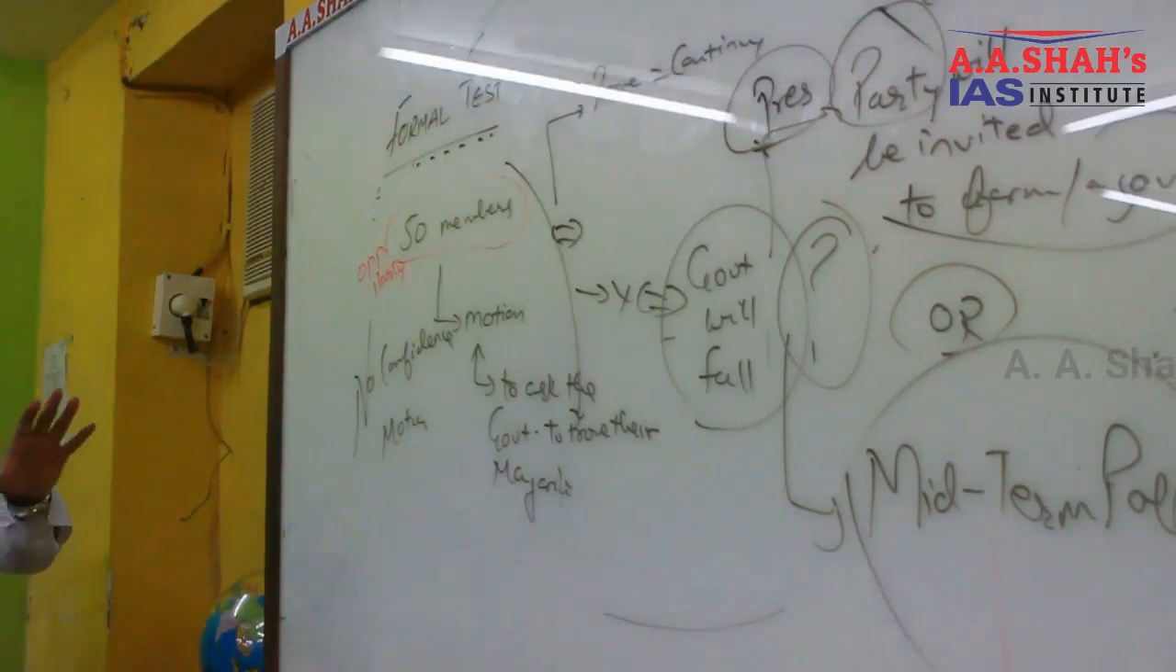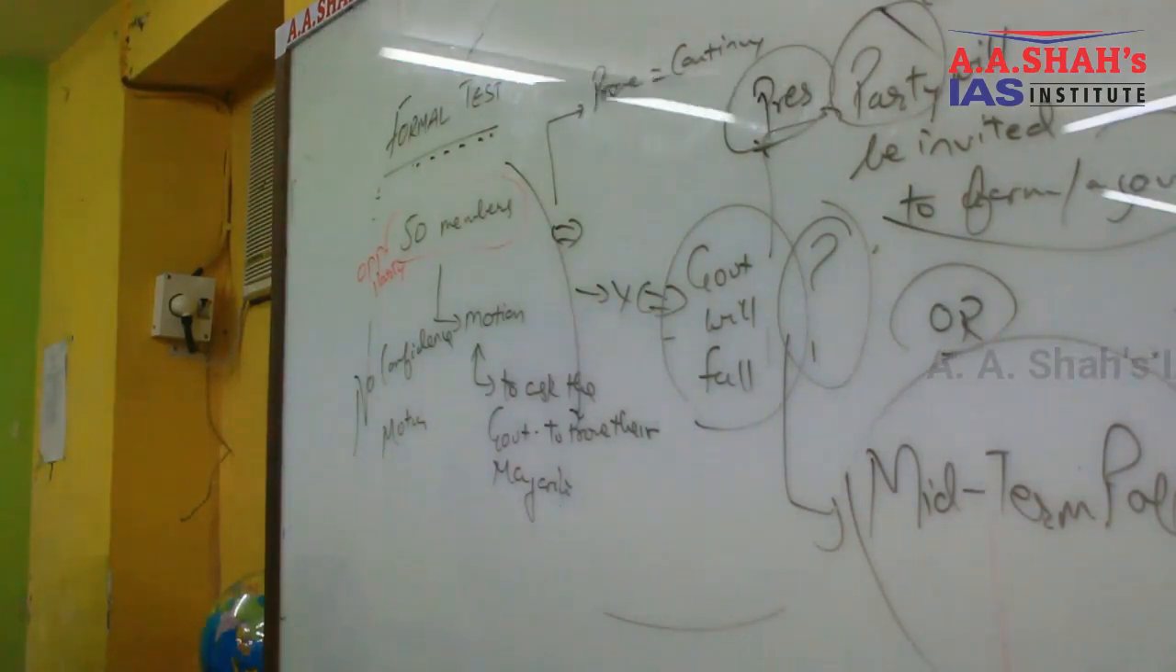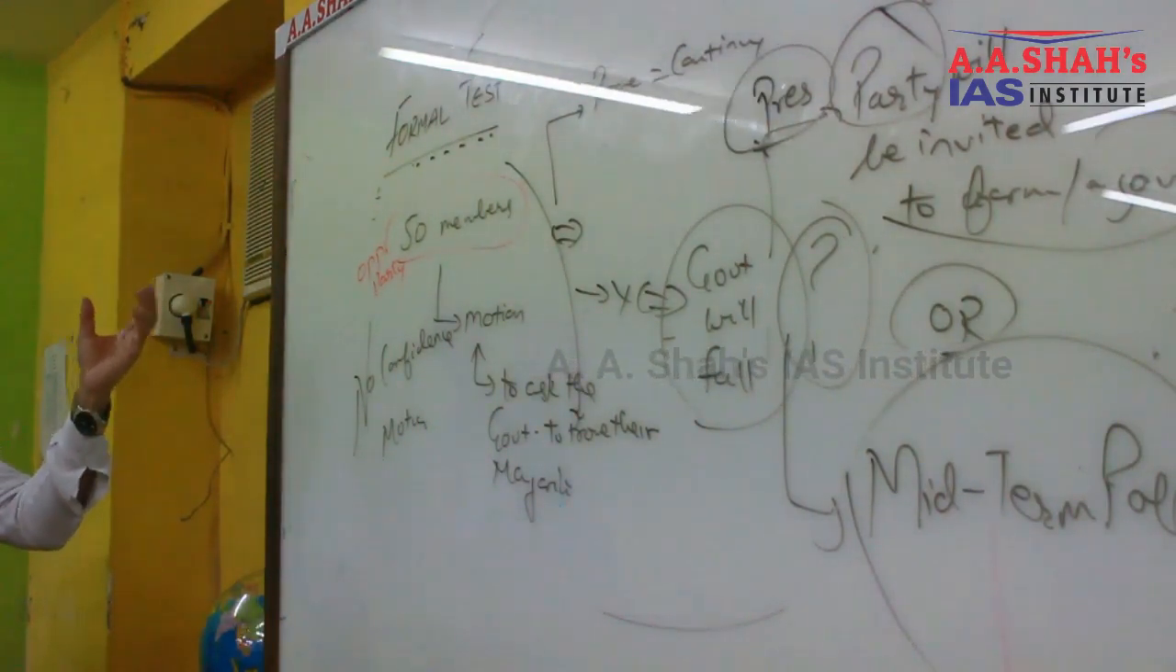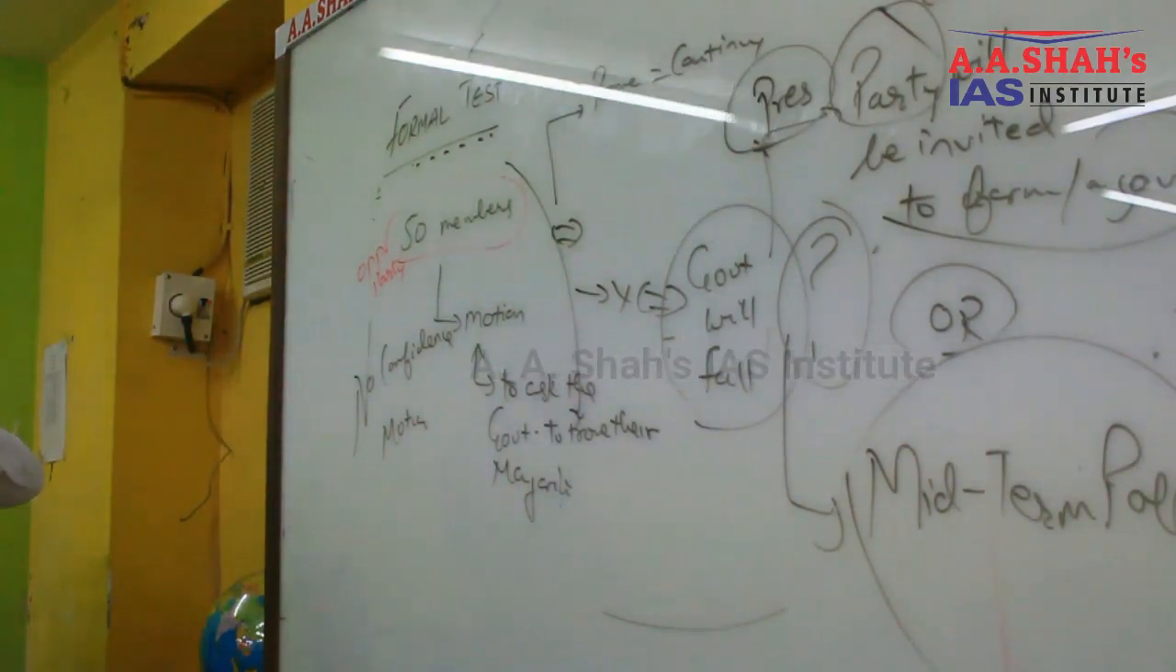A no confidence motion is when the opposition party believes that the government does not have the numbers, the majority. So they can challenge the government to prove your majority, right? On the floor of the house, prove your majority. The government will have to now vote. There will be voting on the no confidence motion. Those in favour of the government will vote in favour. Those who are against it will vote against.